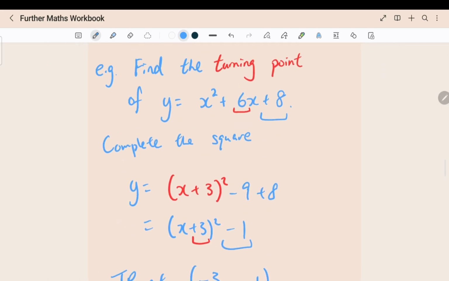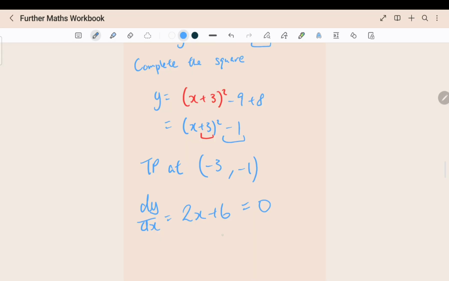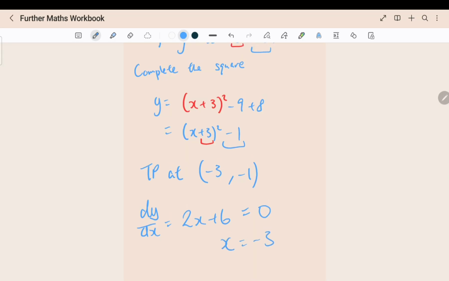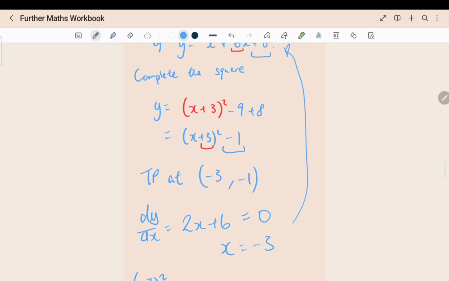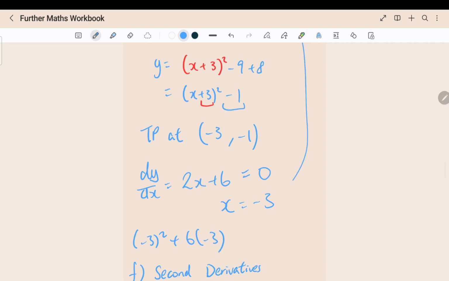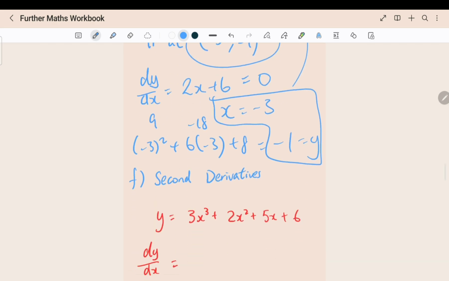Or you could also do differentiation. So for this quadratic, dy by dx will be equal to 2x plus 6, and at the turning point, the gradient is equal to 0. So I set that equal to 0. I get x equals minus 3, and I put it back into the original equation. So I get minus 3 squared, and then plus 6 times minus 3, and then plus 8. So this is 9, this is minus 18, this is plus 8. So I get minus 1 as my y coordinate, which gives me exactly the same turning point.